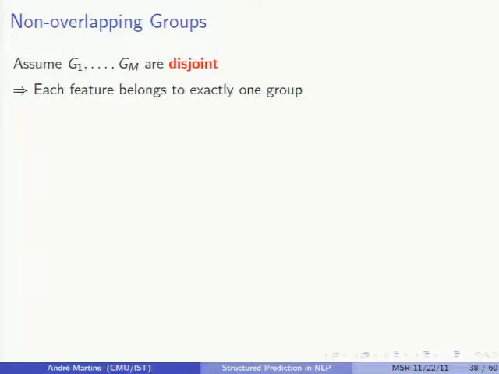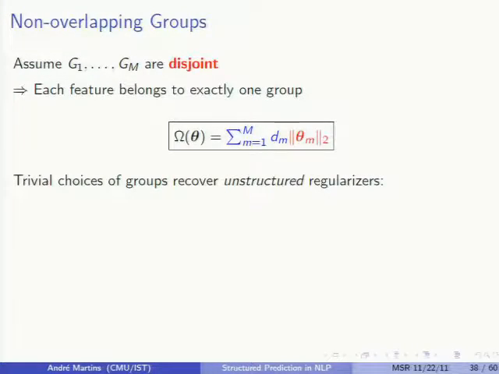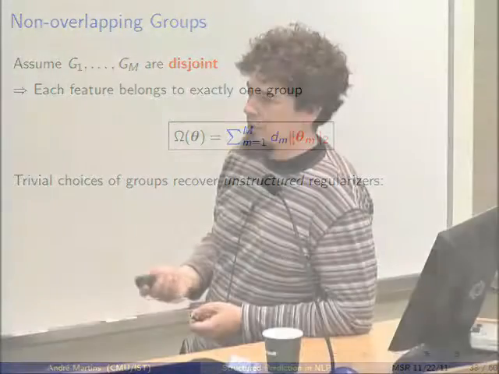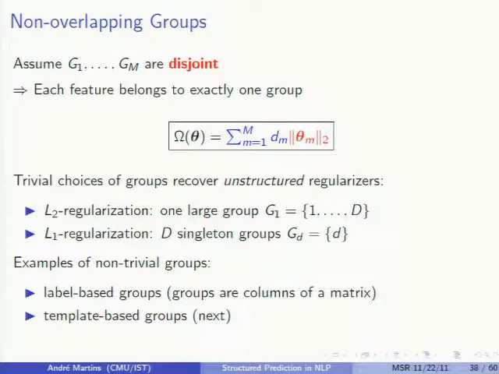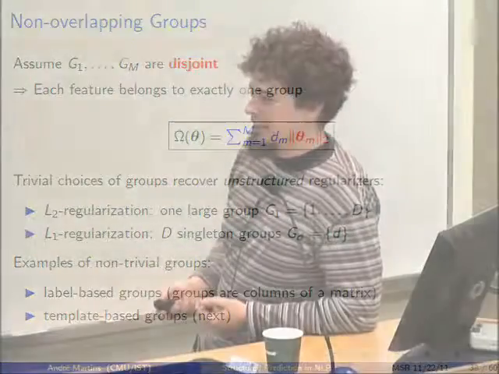In this case, the groups are all disjoint, which means that we require that each feature belongs to exactly one group. And so we can recover the well-known regularizers that we already know by choosing some trivial groups. For example, we can get L2 regularization back if you have one large group that has all the features. We can recover L1 regularization if we have D singleton groups, one group per feature. We can also choose a non-trivial group and get something interesting, like the label-based groups, where the groups are the columns of that matrix, or template-based groups, which is what I'm going to describe next.